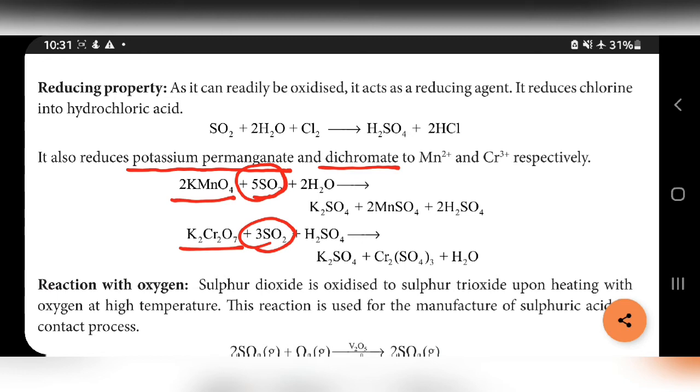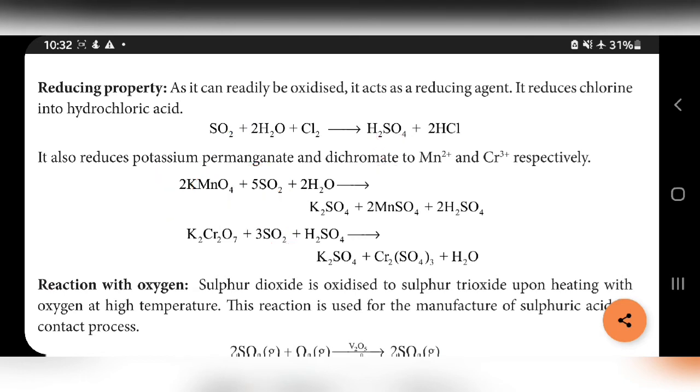In potassium permanganate, Mn has the +7 oxidation state. In MnSO4, Mn has the +2 oxidation state. The charge is reduced from +7 to +2. So reduction takes place because of sulfur dioxide. So it acts as a reducing agent.